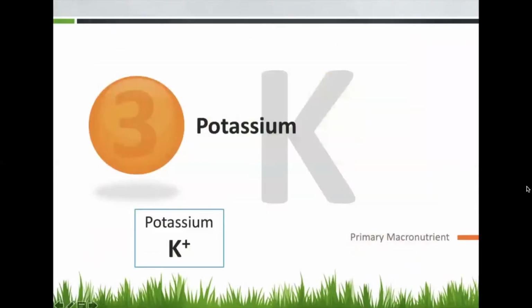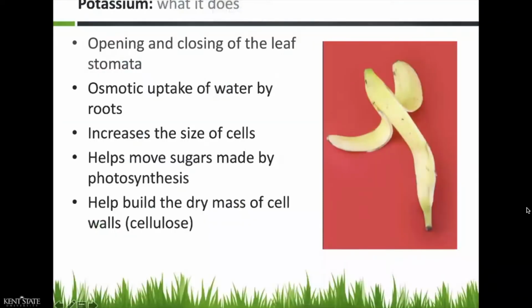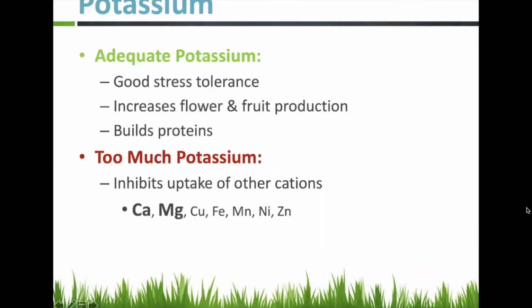Next, we have potassium. Potassium promotes the opening and closing of the leaf stomata, and it also increases the osmotic uptake of water by roots, increasing the size of the cells, and helps move the sugars made by photosynthesis, and also helps build the cellulose. So with adequate potassium, we have really good stress tolerance, increased flower and fruit production, and it also builds proteins. With too much potassium, it inhibits uptake of other cations, specifically calcium and magnesium.